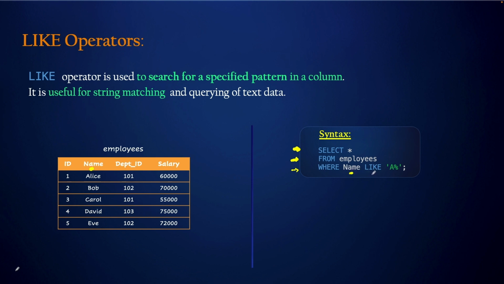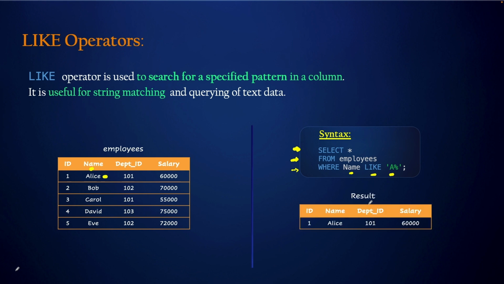and after that you are using the LIKE operator, and you are mentioning the pattern. The first letter should be A, and after that it can be anything. So in this name column you have only one option here, and that's Alice. Let's see the results. That's how we got the only one record with this mentioned pattern.